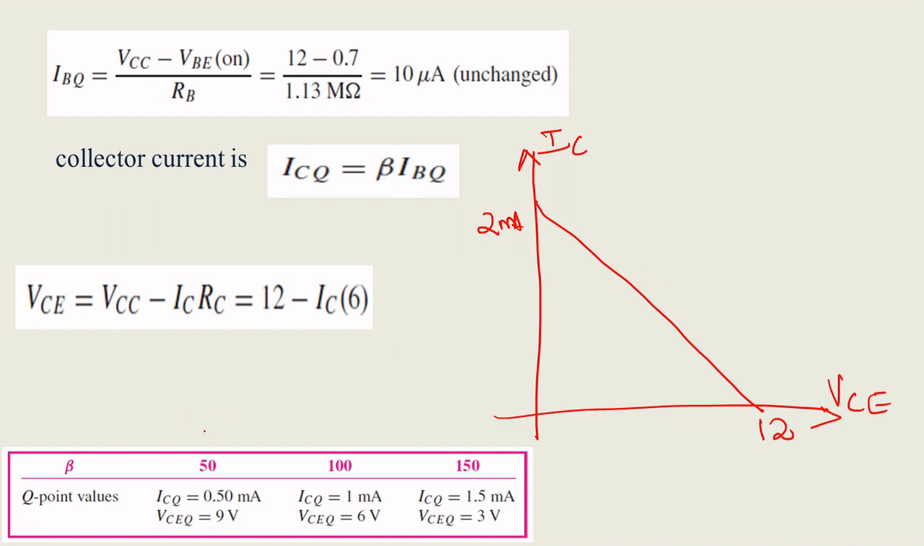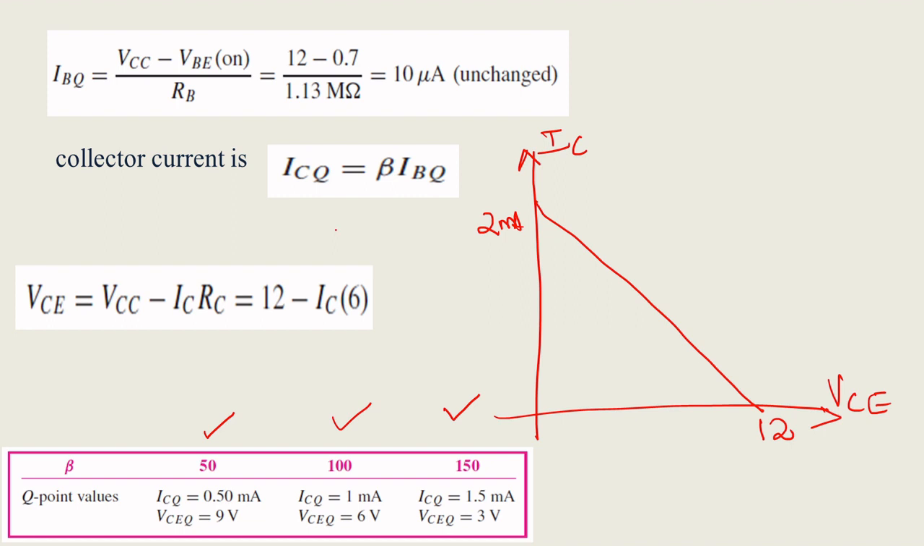Now I want to find the operating point. First I will take beta 50, then 100, then 150. When you take 50, the collector current is 0.50 milliamps and the output voltage is 9. Similarly, you can see ICQ varying when you go for 100. That means for changes of transistor parameters, the operating point keeps on varying. So this circuit provides poor stability. How these values are obtained, we will see.